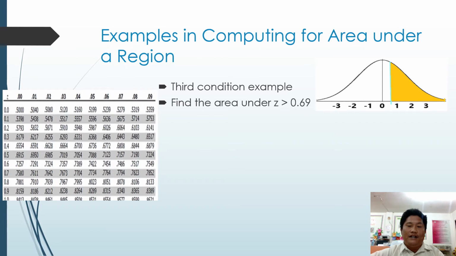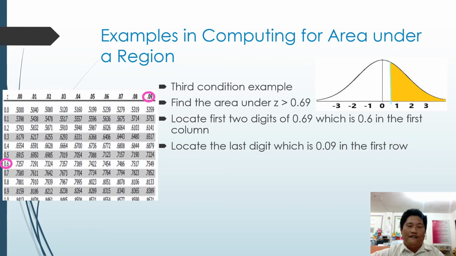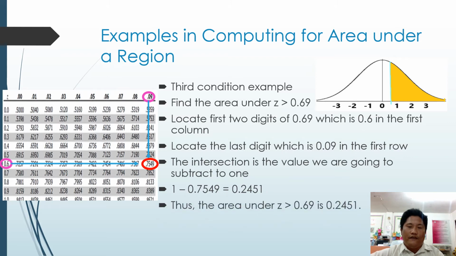Again, let's have our z-score table. Locate first the two digits of 0.69. The first two digits of 0.69 is 0.6. So the 0.6 in the first column, we have there. Next, we locate the last digit, which is the 0.09 in the first row. We already have that one. And then the intersection. The intersection is the value we are going to subtract from 1. The intersection value is 0.7549. So 1 minus 0.7549 is 0.2451.